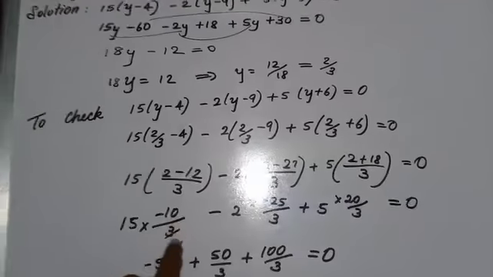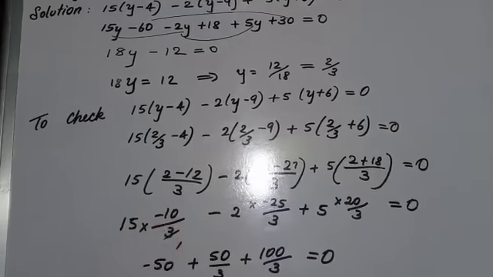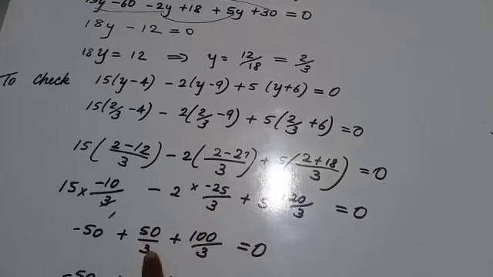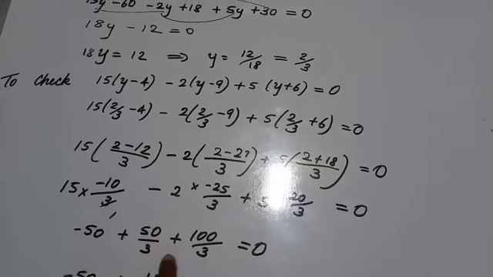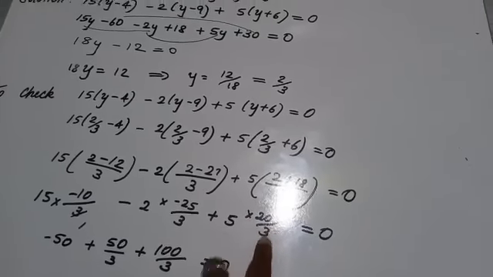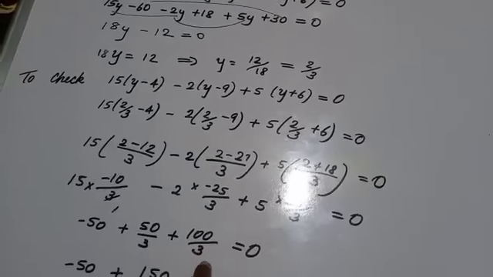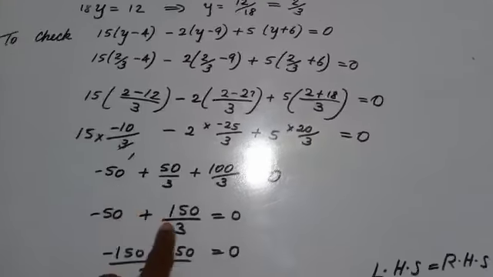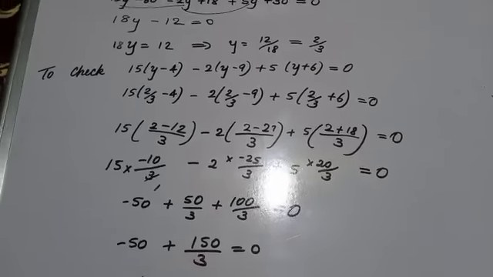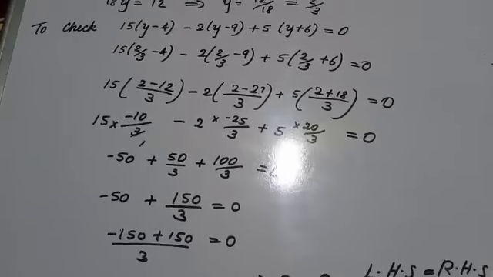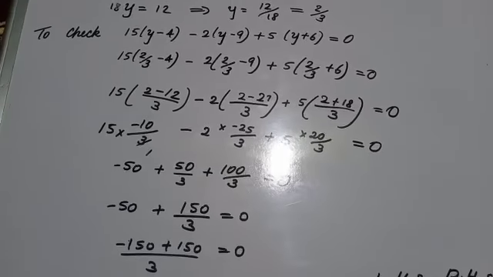So we can simplify: 3 ones are 3, 5 10s are 50. So minus 50. 2 5s are 50, minus minus becomes plus 50. 5 2s are 10, into 20 means 100. 100 by 3. So we can simplify, there is the same denominator. So we have added 150 minus 50. So what can we do? Minus 150 plus 150.